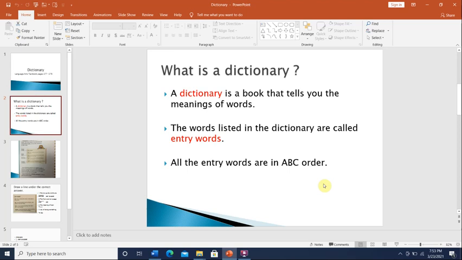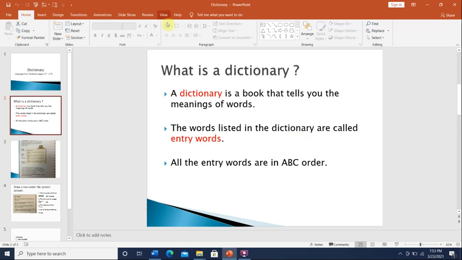Okay, so if I open to a page, if I want to look for a word like octopus, octopus begins with O. Where will I look? I will see the order of the ABC until I find the part or the section where the words begin with O, and then I start looking for the word octopus, for example.